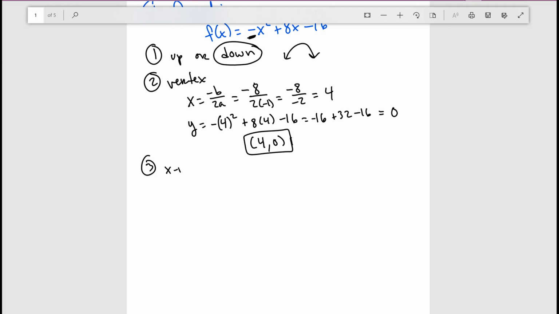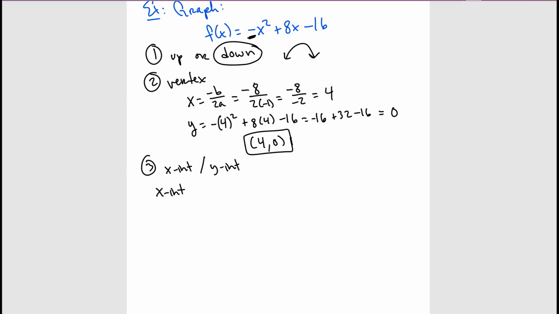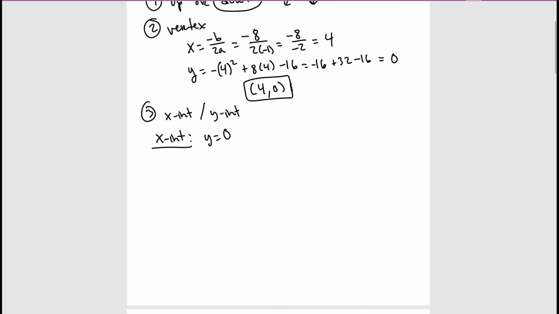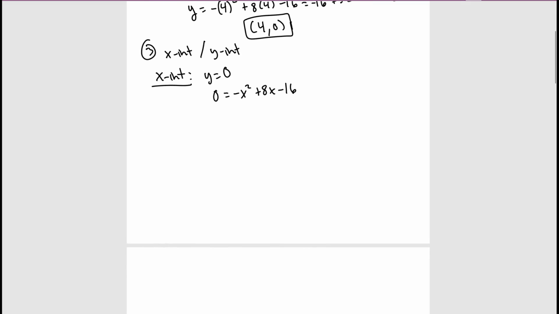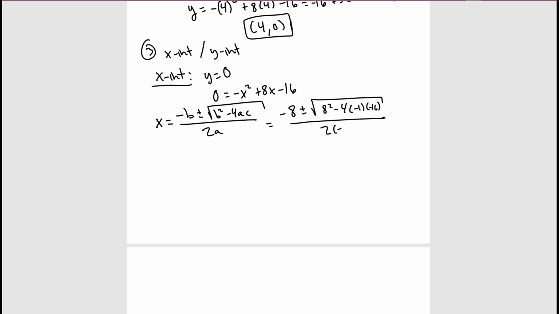For 3, we want to find our x-intercepts and our y-intercepts. So my x-intercept in this case, I'm going to let y equal 0 because that's how we solve for the x-intercept. So we're going to have 0 is equal to negative x squared plus 8x minus 16. Again, you can use the quadratic formula if you'd like. So we're going to have x equals negative b plus or minus square root b squared minus 4ac divided by 2a. So I will have negative b, this is going to be 8, plus or minus square root 8 squared minus 4 times negative 1 times negative 16 divided by 2 times negative 1.